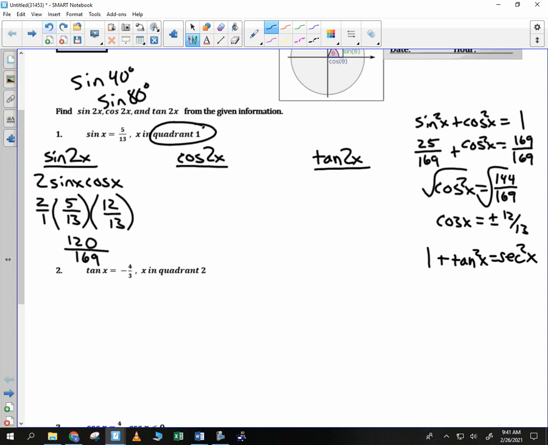You have 3 options for cosine of 2x. I like to use 1 minus 2 sine squared of x. I think that's the best option. That's my favorite. We all have favorites, right? 1 minus 2 times, I have to square sine of x. You already have sine, don't you? Sitting right here, and we've already squared it. You get 25 over 169.